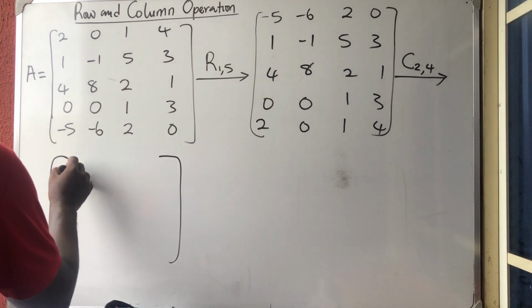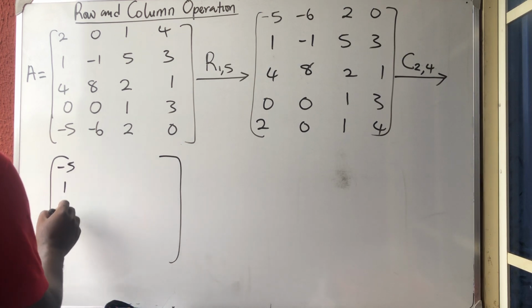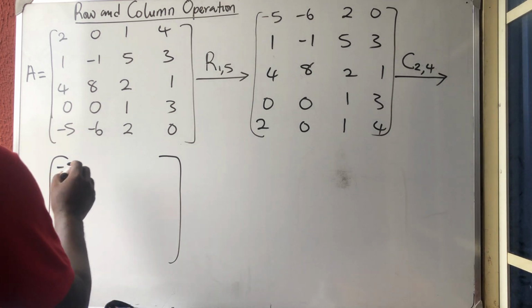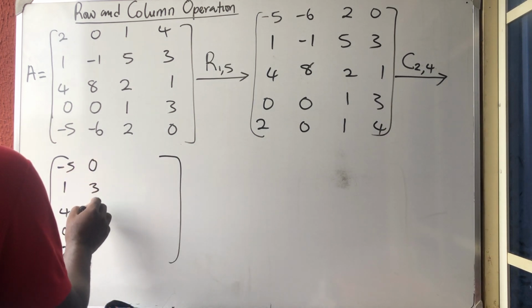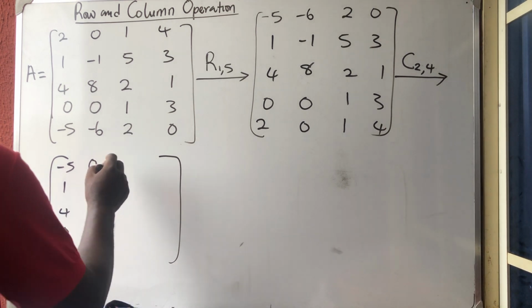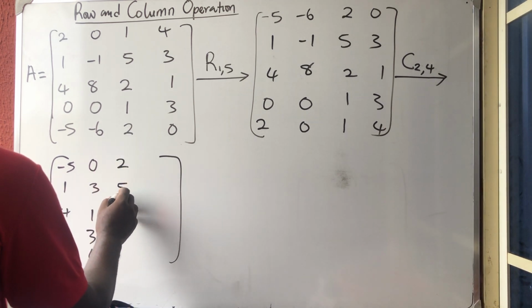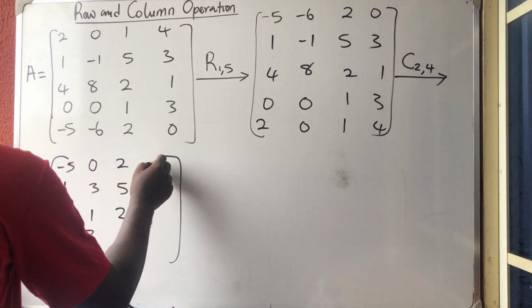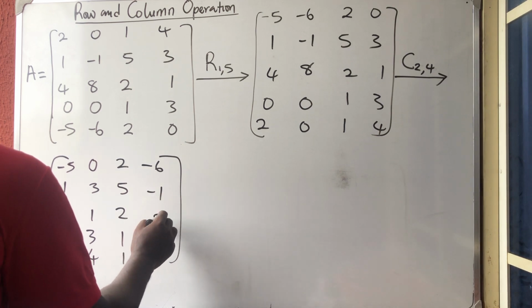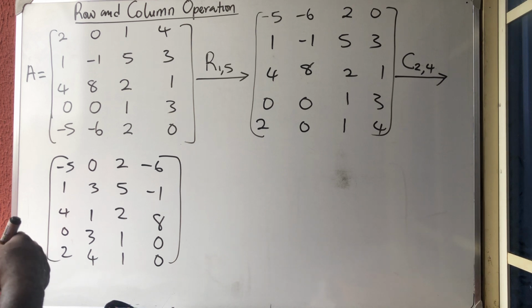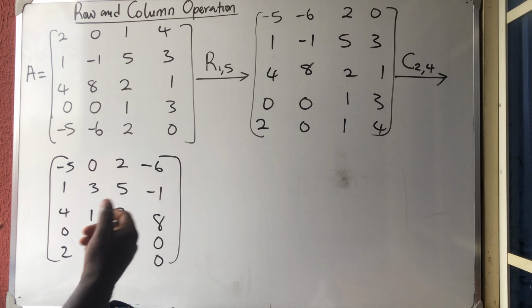So I'm having minus 5, 1, 4, 0, 2. Then column 4 will now be here, 0, 3, 1, 3, 4. Column 3 remains the way it is, 2, 5, 2, 1, 1. Then column 2 will now be column 4, which is minus 6, minus 1, 8, 0, 0. As simple as that. That is the first type of operation in row and column.